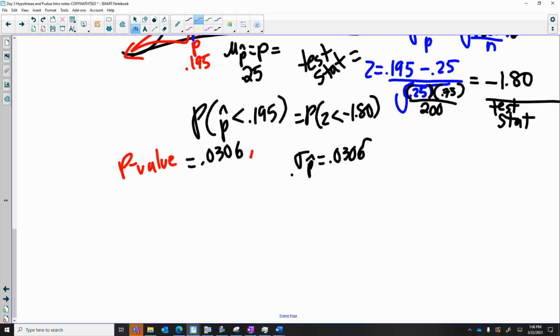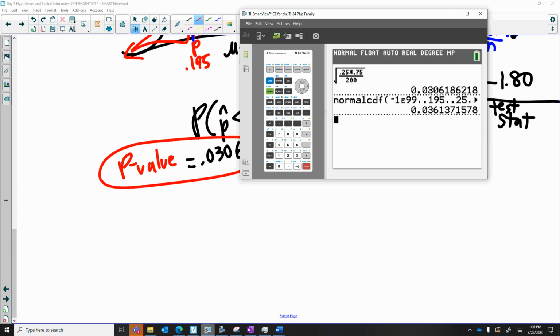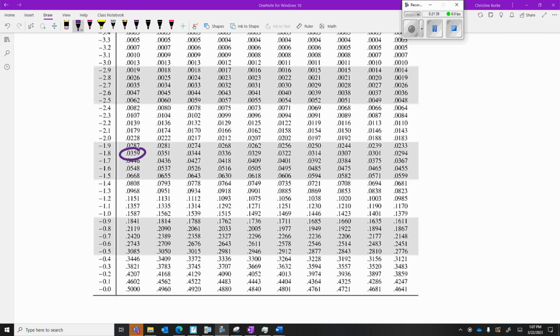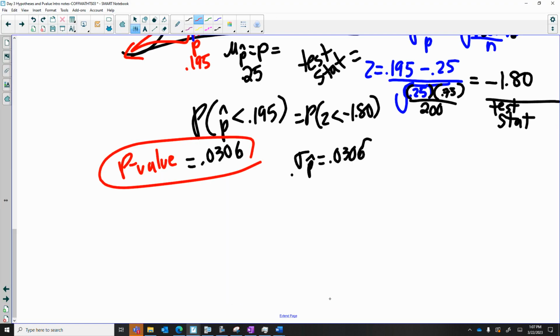I'm going to check that that's right because I feel like, why would that be the same? I'm going to check it using our table A. So if you look at the table at negative 1.80, it is 0.036. So it's the same, 0.0359, same. All right, nice. So that's our p-value.